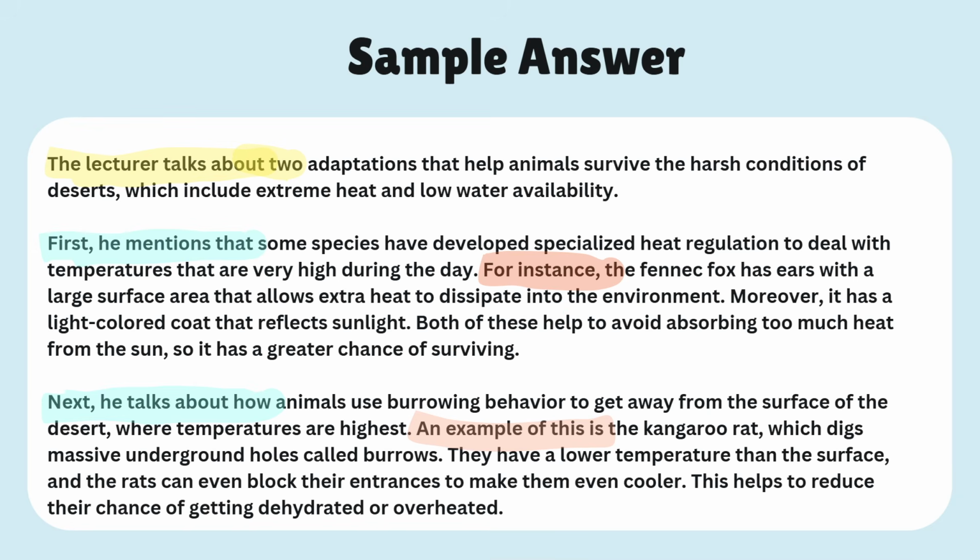So that's what I've done. That's the structure. I've said the two things. Then I say the first thing specifically, the example, the second thing, and then an example of that. In order to make my answer a little bit more sophisticated, a little more high scoring, I've just done a few basic things.